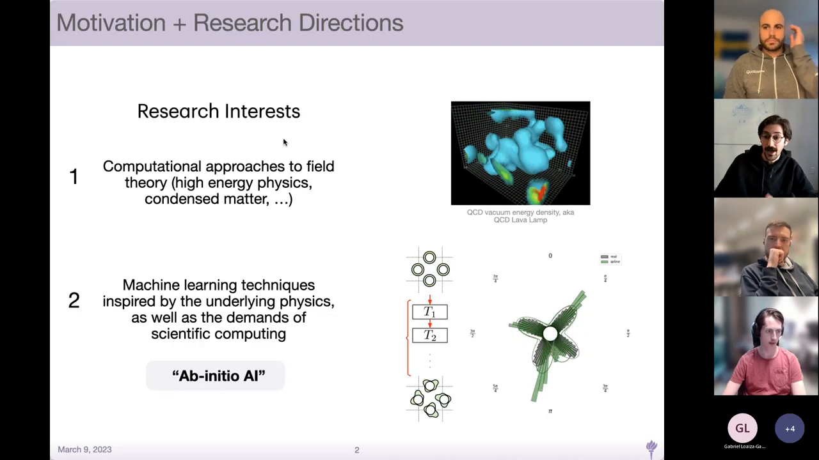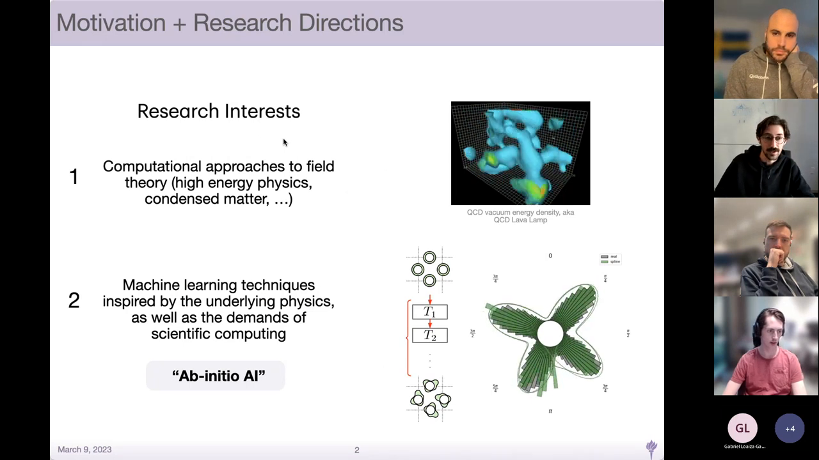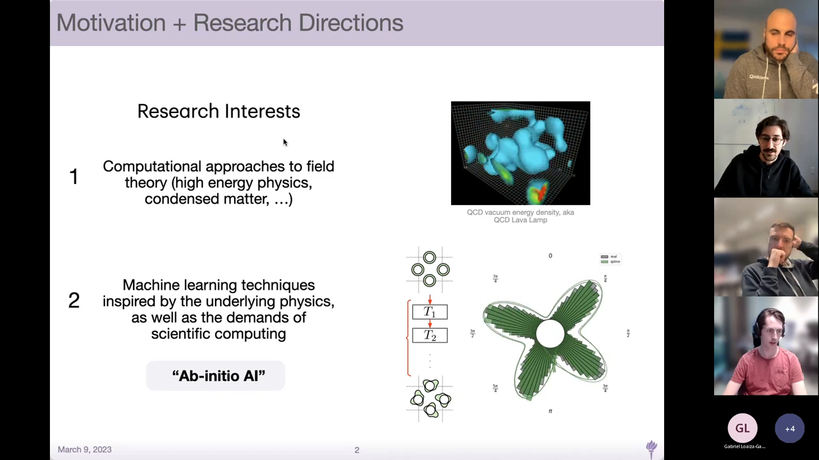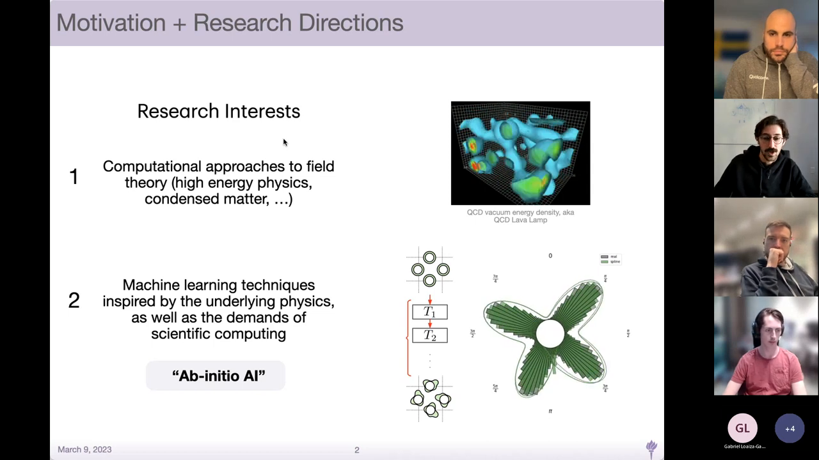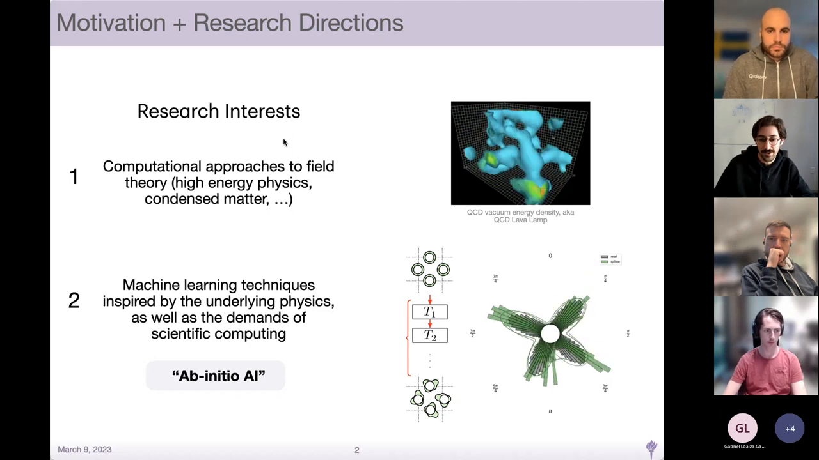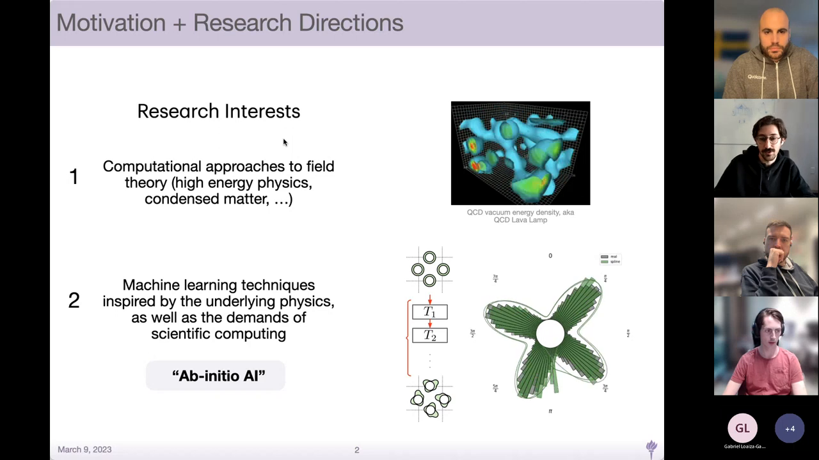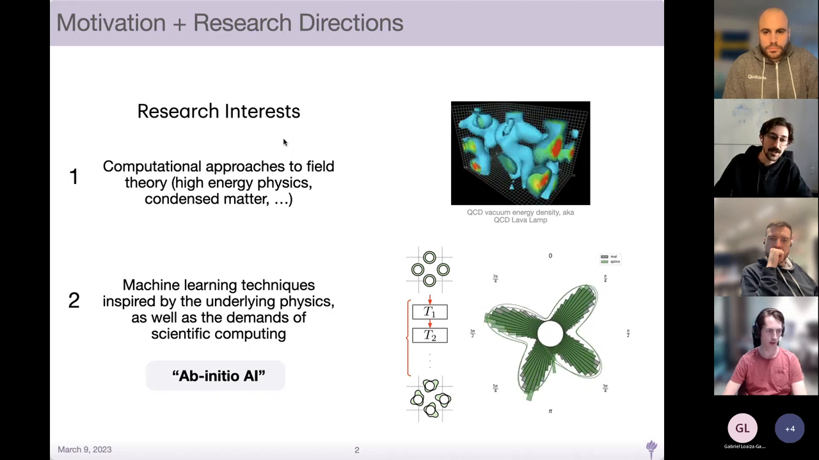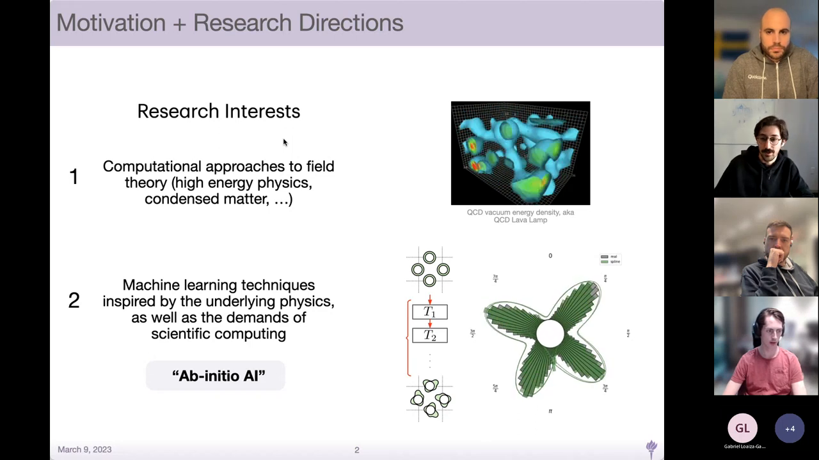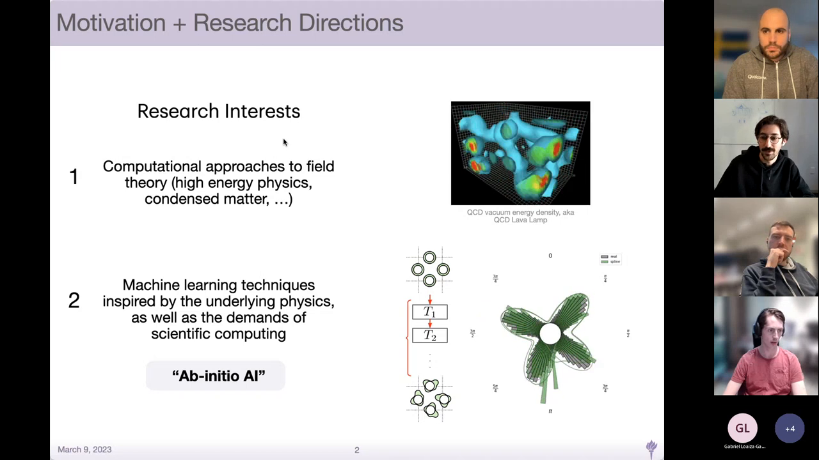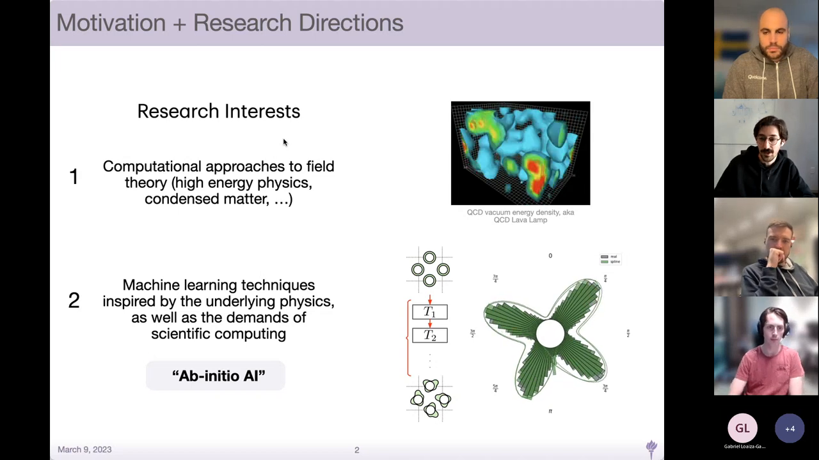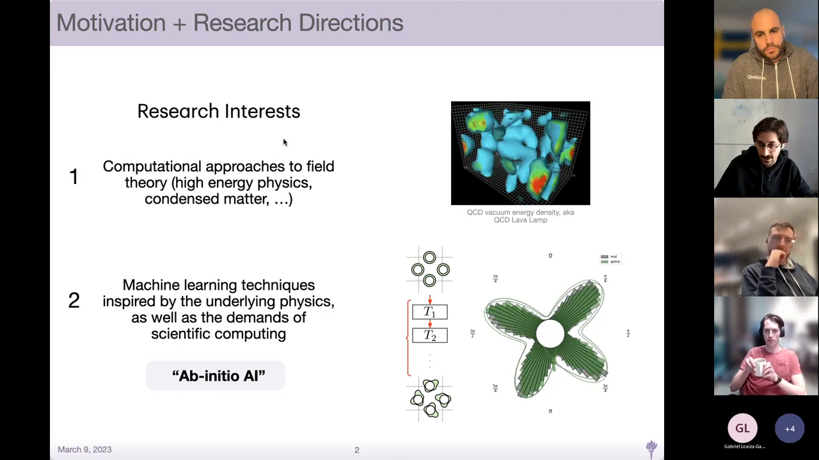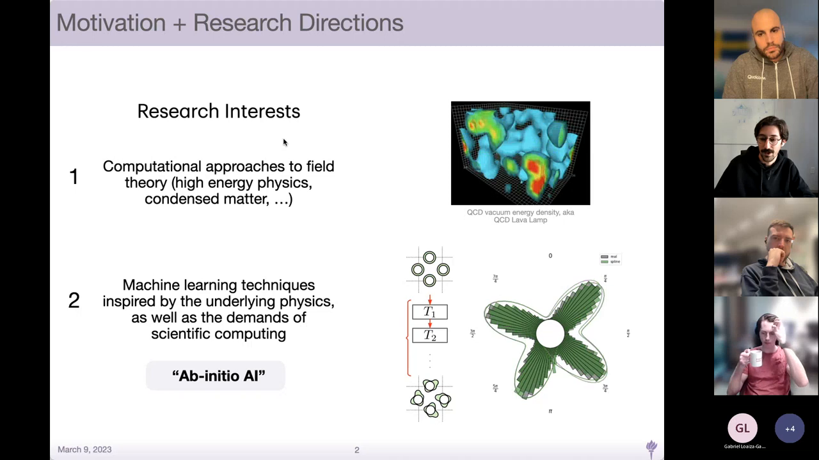Just for some context on me, my research interests are primarily in computational approaches to the physical sciences. In particular, I like to study questions in high energy physics and condensed matter from a computational perspective. And often that means trying to build machine learning techniques that are inspired by the underlying physics of what we're trying to study, and tailoring how we think about ML for the demands of scientific computing, which are a little different from maybe the task of computer vision scientists or more conventional AI science. So just as an example, here's a simulation of the QCD vacuum energy density that we would want to do on large scales, and how you might need to build components for a normalizing flow type thing to simulate this on weird structures like on circles or on tori or on different group elements.